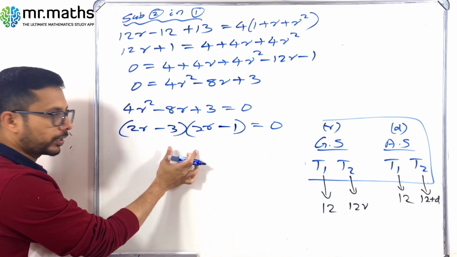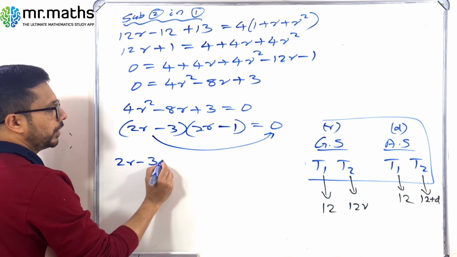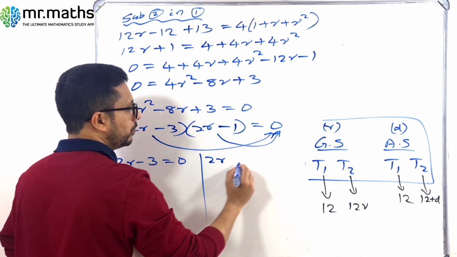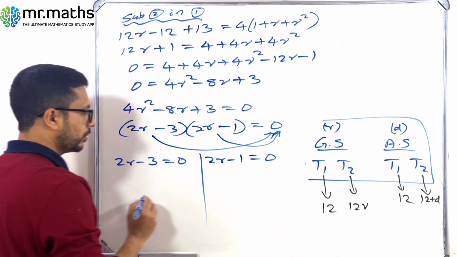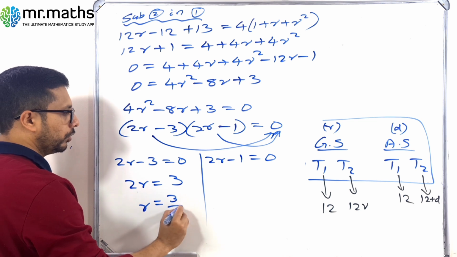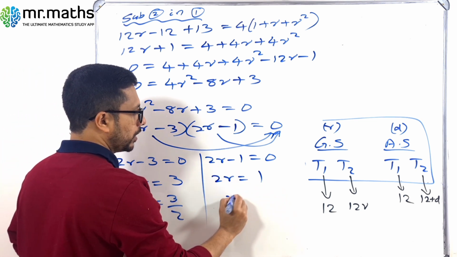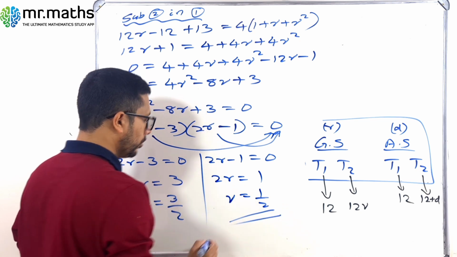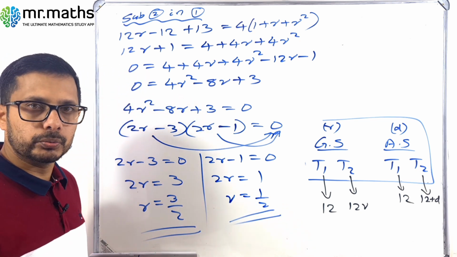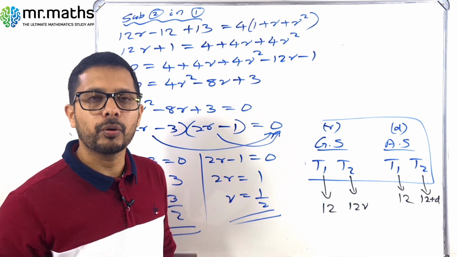I factorized this one. Okay, so it means that either 2r minus 3 is equal to 0 or 2r minus 1 is equal to 0. So 2r is equal to 3, r is equal to 3 over 2. And here 2r is equal to 1. What is r? 1 over 2. So we got two values of r, that is 3 over 2 and 1 over 2. Okay, so that is the question. You have to determine the two possible values of the common ratio.